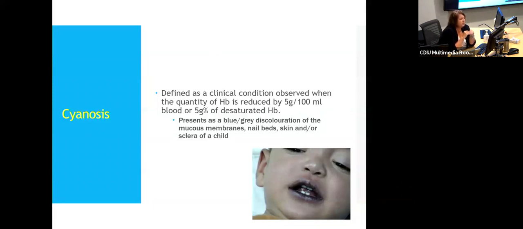The definition of cyanosis is a clinical condition, and it's observed when the quantity of hemoglobin is reduced by 5 grams per 100 mL of blood, or by 5 grams percent of desaturated hemoglobin. Because it's a percentage, this means that there are times when some of our patients are going to look cyanotic all of the time, but I'm not clinically worried. The children that have cyanotic heart disease, clearly, because that's its name, will often be blue.